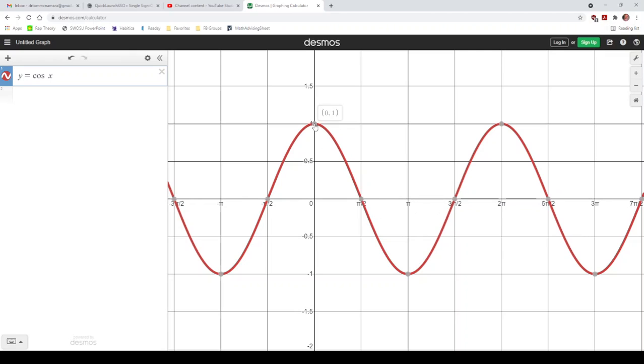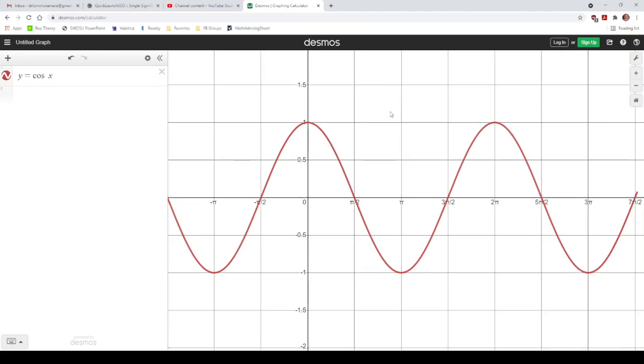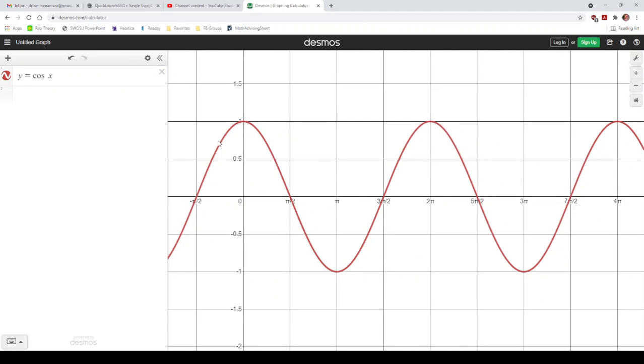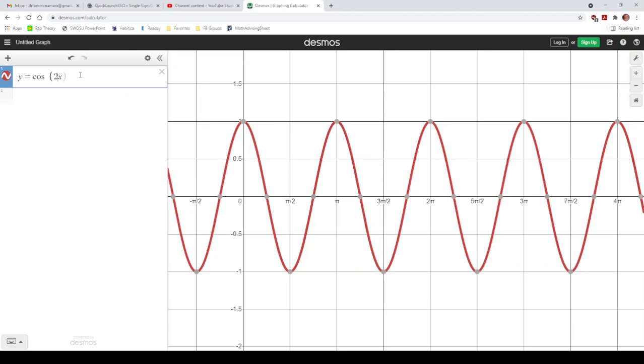So the cosine starts up here at 1, then drops down to the midline, 0, bottoms out at -1, back up to the midline, up to the top, and as you can see, that repeats over and over and over again. Now, I want to show you what happens if we change up the function a little bit.